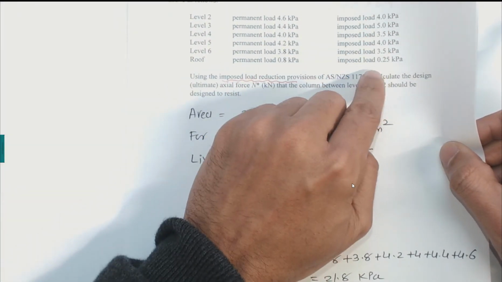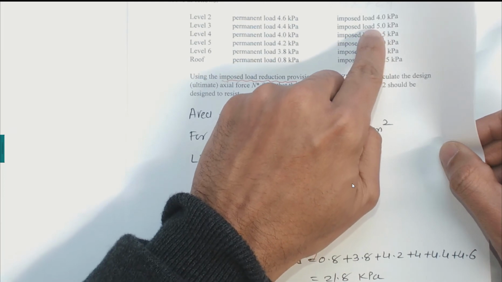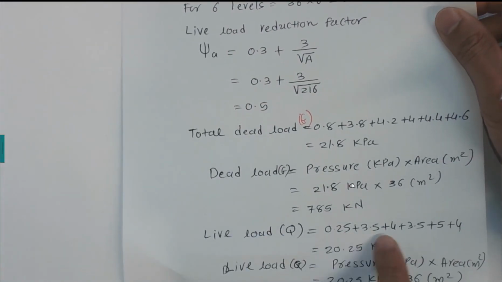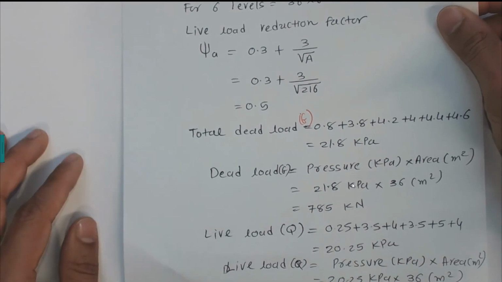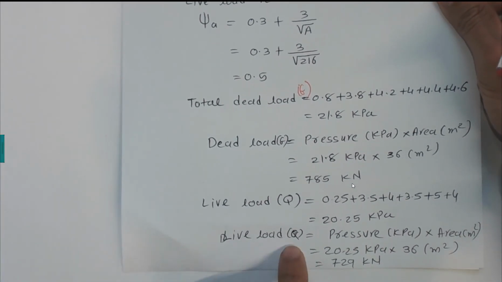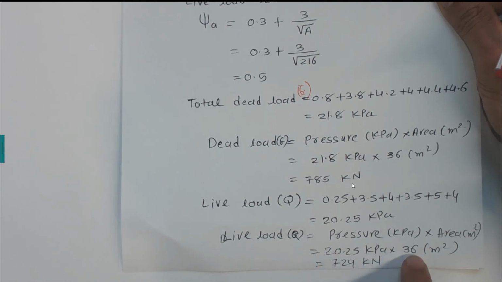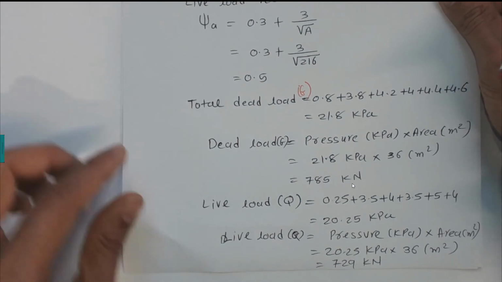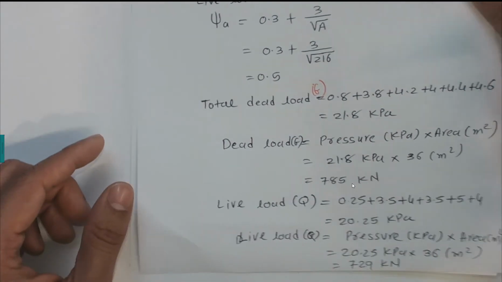Now for live load, we just add all the live loads given for each floor, from roof to level 2, which is 0.25, 3.5, 4, 3.5, 4, and so on. That's the addition of all this live load, which gives us 20.25 kilopascals, and we are converting live load into kilonewtons by multiplying by the individual area. This is not the total area. So that gives us the axial load in kilonewtons.